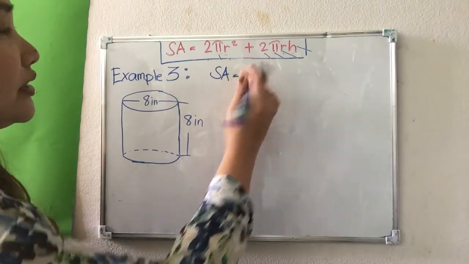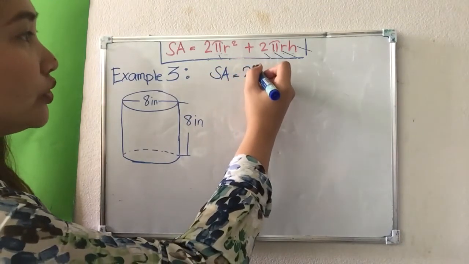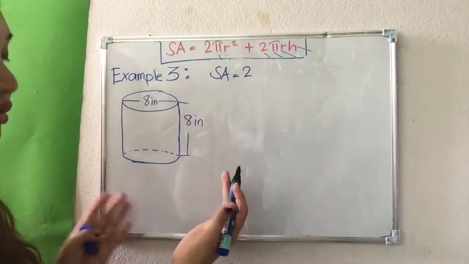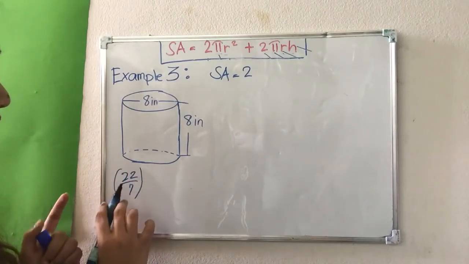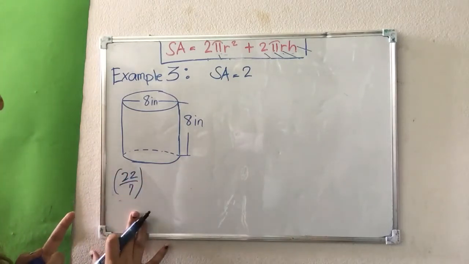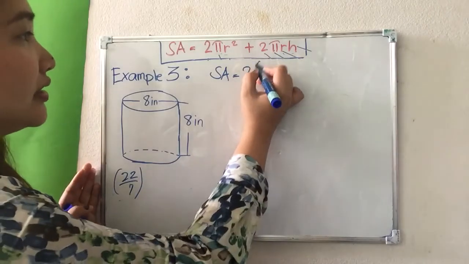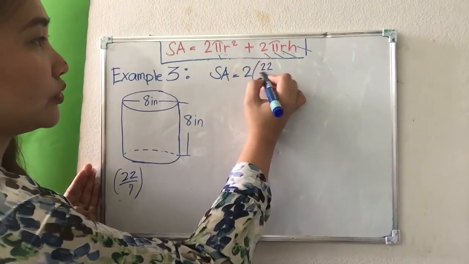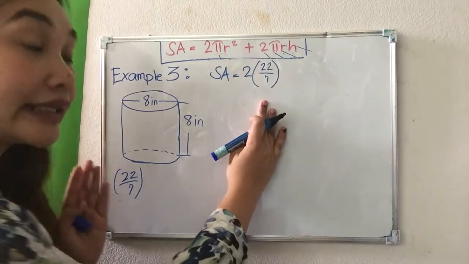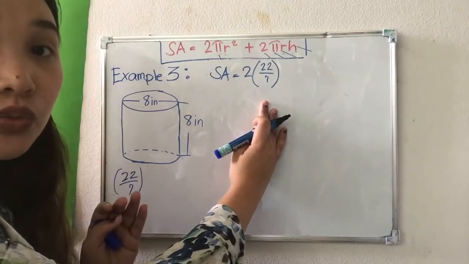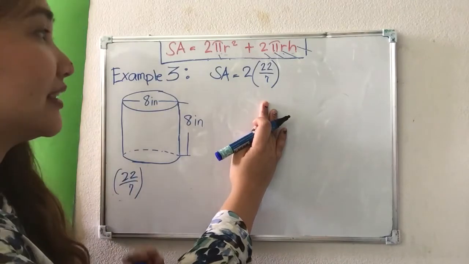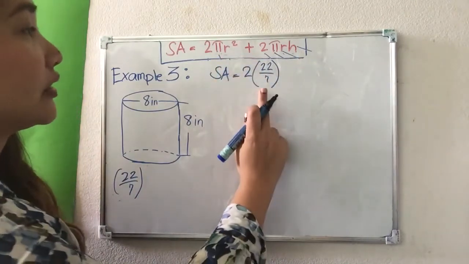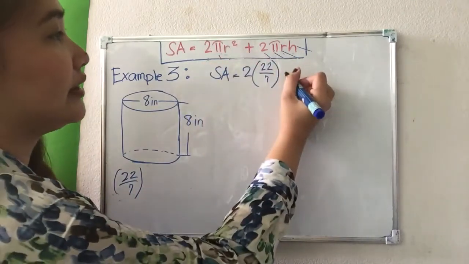we will solve it. So we have 2. What is our pi? Again, we are going to use the 22/7 pi. So we have 22/7. Like I said, you can still use the 3.14 value of the pi. Okay, so I continue. Pi and the radius.